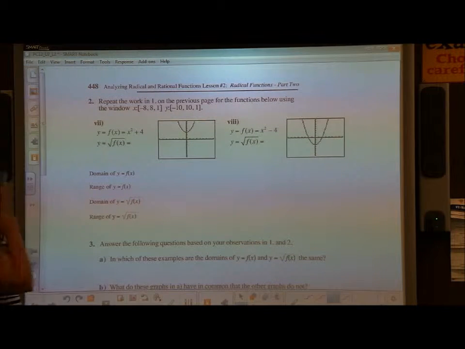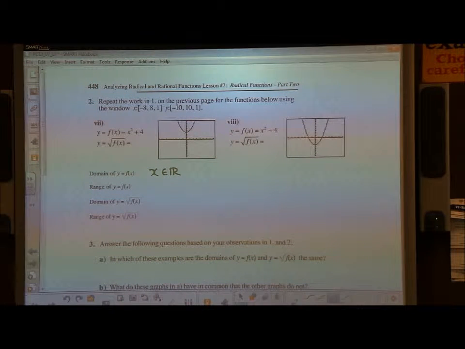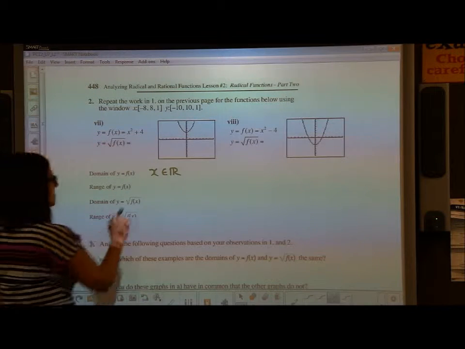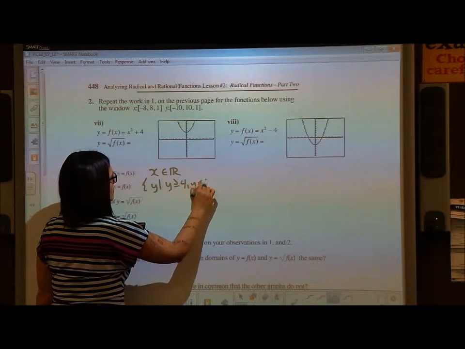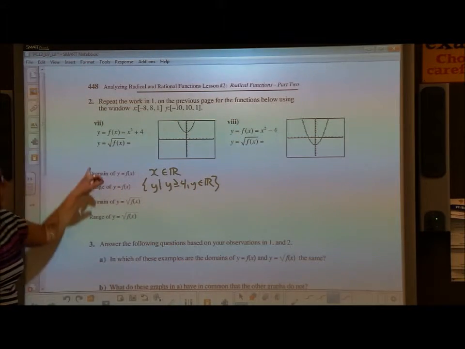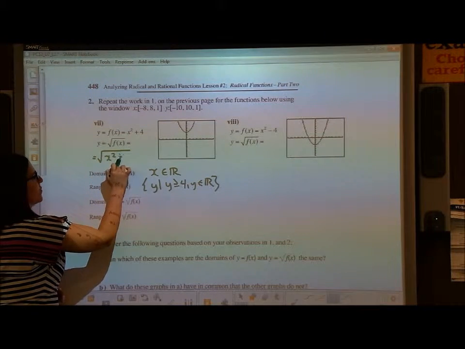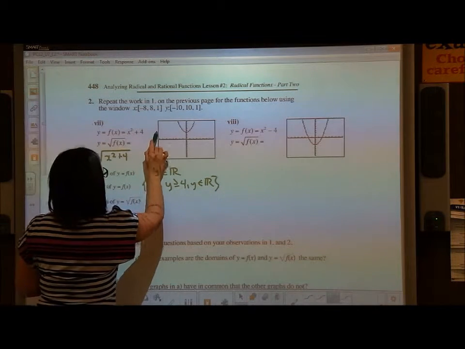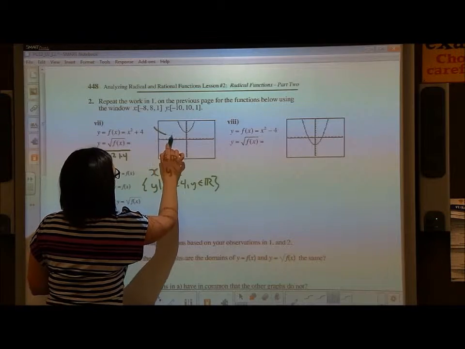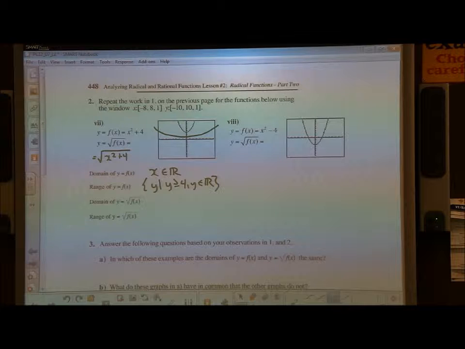X can be any element of X, it can be anything. What about the range? Y has to be greater than or equal to 4. Okay. So then the square root function becomes the square root of x squared plus 4. So when I graph that, I get this. It almost looks like a much larger parabola that goes this way.